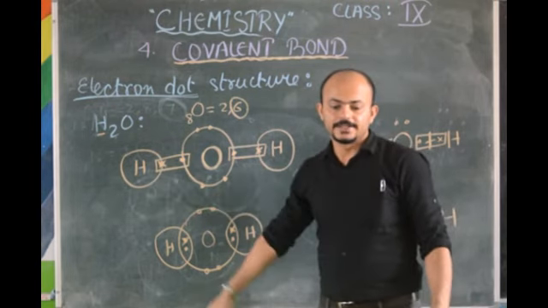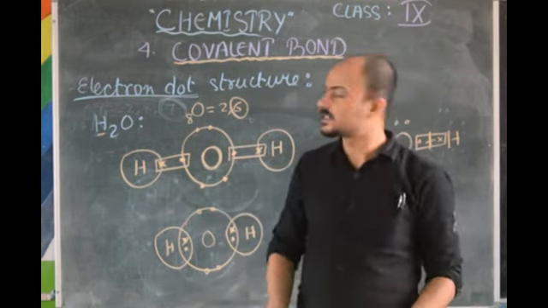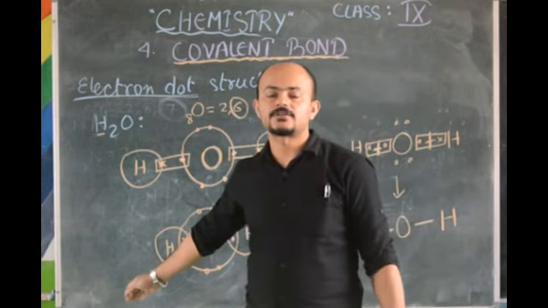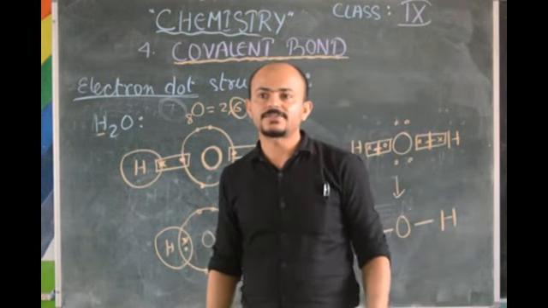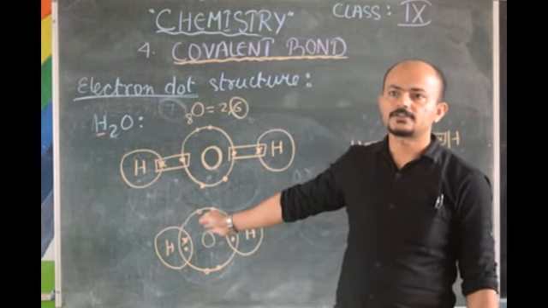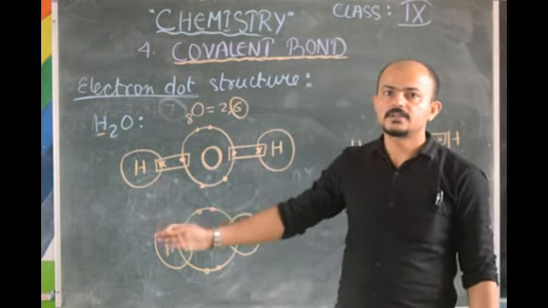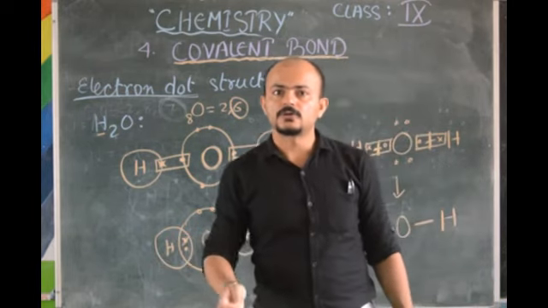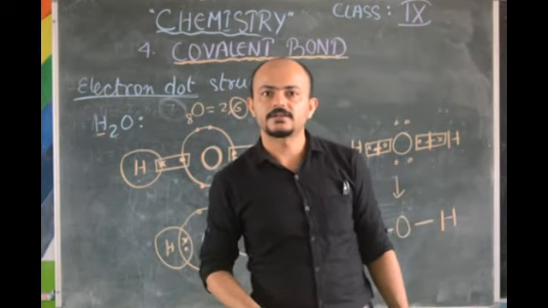So in the next class we will be discussing more about the electron dot structures of covalent bonds. Till then, keep practicing. I request you to practice the electron dot diagrams of hydrogen, oxygen, HCl. Okay, that will be your home assignment. Take care. Thank you.